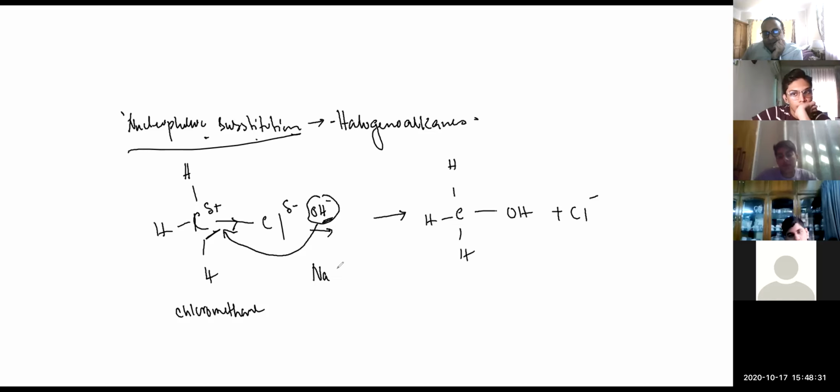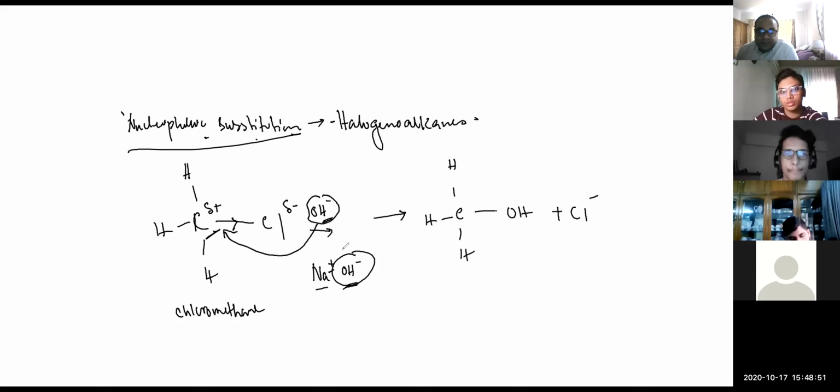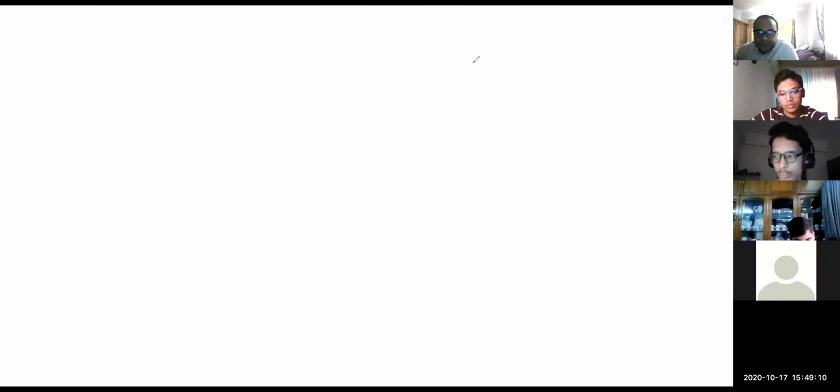So how does the hydroxide come? For example, sodium hydroxide is an ionic compound. So it has a positive charge, and this has a negative charge. So this is surplus in what? Electrons. And what is carbon deficient in? Electrons. So this hydroxide comes and attacks this carbon. This is known as nucleophilic substitution.